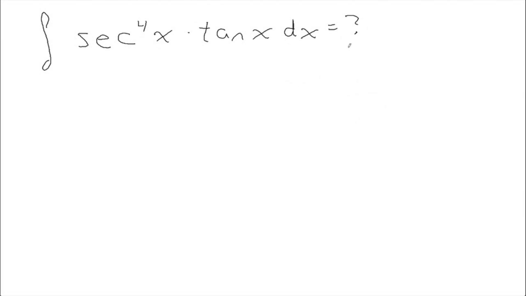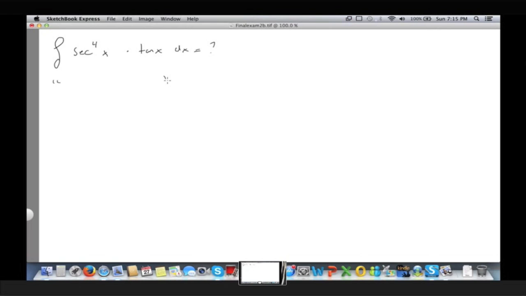Okay, this problem, we can use the same techniques here as in the earlier problems, but this is a little harder than before, but let's give this a shot. Derivative of tangent x is secant squared x.